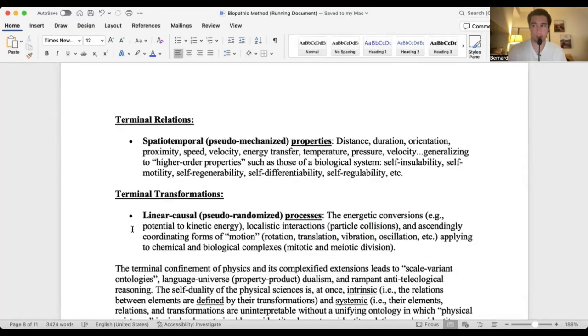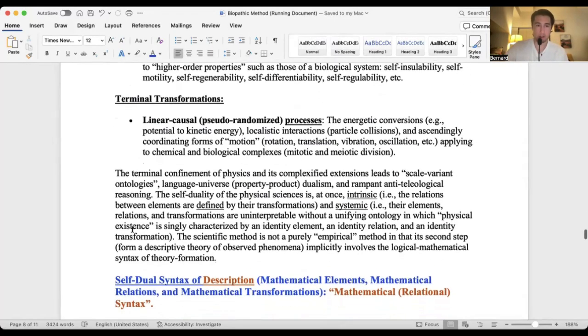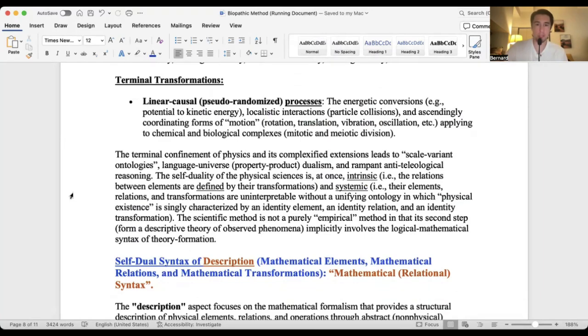That's considered to be in isolation from and independent of our terminal reality, which is what scientific reality is. So, all right, the terminal confinement of physics and its complexified or stratum-relativized extensions leads to scale-variant ontologies, plural. There is one ontology. There is one meta predicate known as existence. Existence evolves. That's the teleodynamical statement. Existence exists is the self-dual statement.